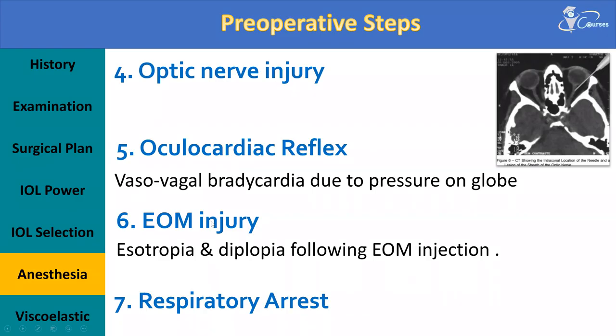Ocular cardiac reflex can happen as well. You know from the physiology that traction or pressure on the extraocular muscles, or pressure over the globe, can stimulate the trigeminal nerve, which will stimulate the vagus nerve through the vasovagal reflex or the ocular cardiac reflex, leading to bradycardia and hypotension. So this is also very important, specifically in strabismus surgery or in children.